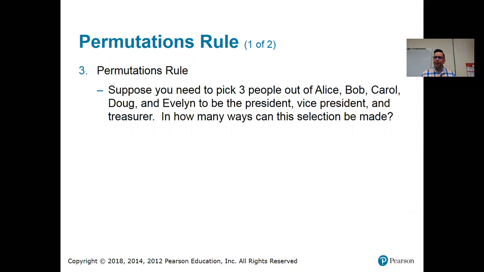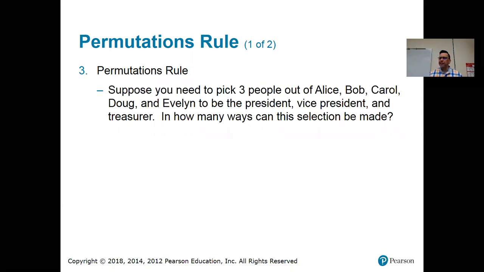So here is my unofficial example. Suppose you need to pick 3 people out of Alice, Bob, Carol, Doug, and Evelyn. These were the first 5 names I thought of that started with A, B, C, D, E. To be the president, the vice president, and the treasurer.